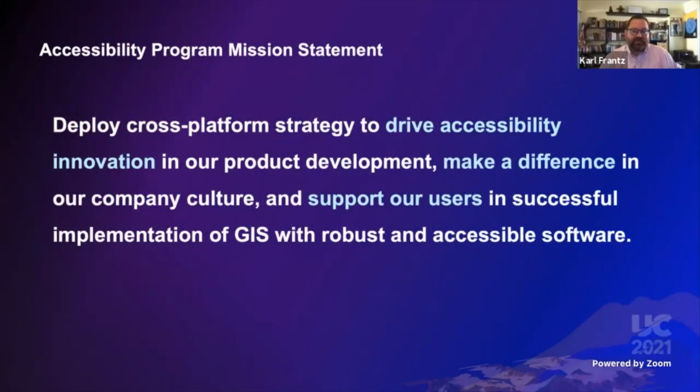So let's begin with the mission statement for our accessibility program, which is: deploy cross-platform strategy to drive accessibility innovation in our product development, make a difference in our company culture, and support our users in successful implementation of GIS with robust and accessible software. Communicating our mission statement is important to us because there's value in defining why we care about accessibility. And this mission statement is meant to be an extension of Esri's core mission statement, only with a focus on accessibility innovation and supporting our users with accessible technology.